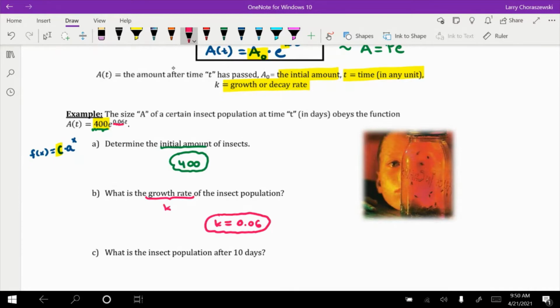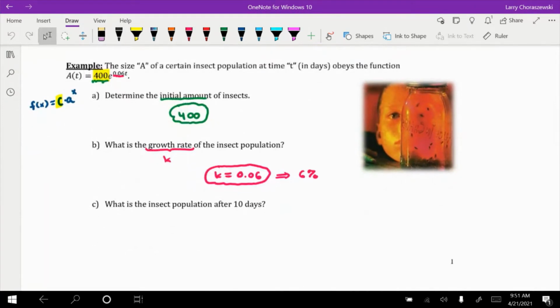We could express that as a percent, 6% in fact, and what this means is that the population grows by 6% each passing day. So on day 2, you would take 400 and increase it by 6%. Then on day 3, you would increase what you just got by 6%, and so on and so forth.